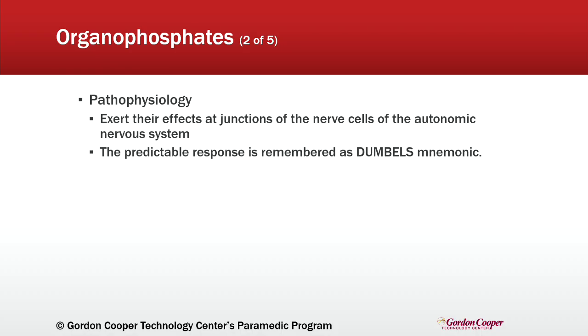The mnemonic DUMBBELS can help identify the common overdose symptoms. It stands for diarrhea, urination, miosis or constricted pupils, muscle weakness, bradycardia, bronchospasms, emesis, lacrimation or tearing of the eyes, and then of course seizures, salivation, and sweating. Those things that we would expect to see from an overstimulation of the parasympathetic nervous system is what we're going to see with this, and that's why atropine works, because atropine, remember, is a parasympatholytic. It's going to try to block the parasympathetic side, so atropine does work well with organophosphates.